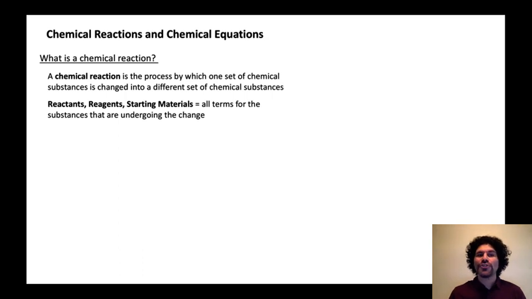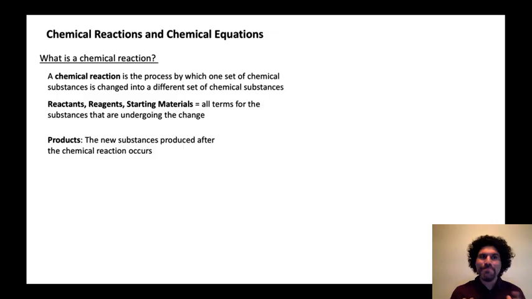There are several terms that you need to be aware of surrounding the topic of chemical reactions. Three terms, reactant, reagent, and starting material, are all terms for the substances that are undergoing the change, and these terms are used pretty interchangeably by chemists. Products refers to the new substances produced after the chemical reaction occurs. In many cases, there will be multiple products and we only care about one of them, so we sometimes singularize it and say the product. But in most, not all, reactions, more than one product is actually produced.